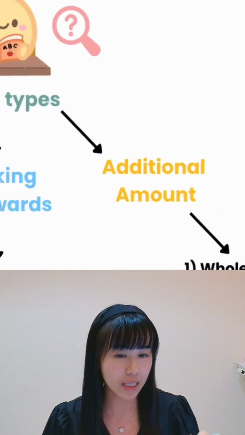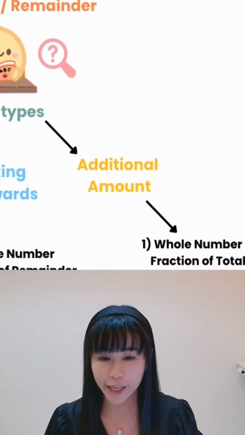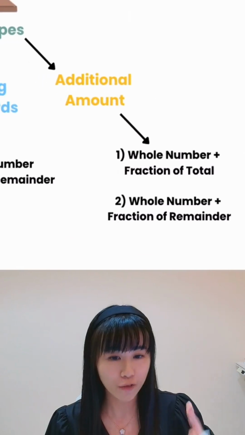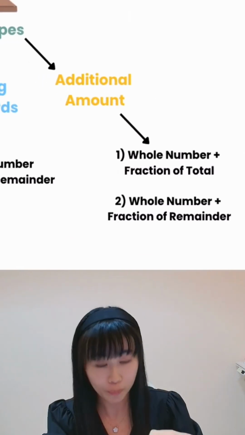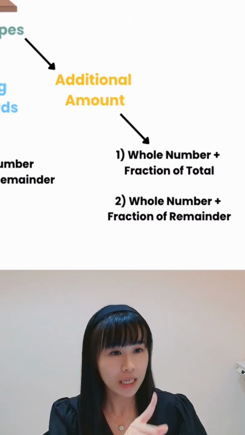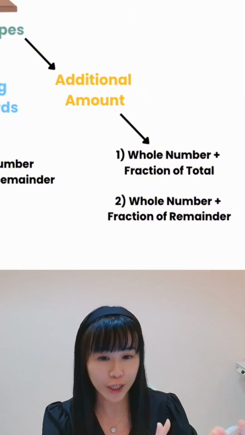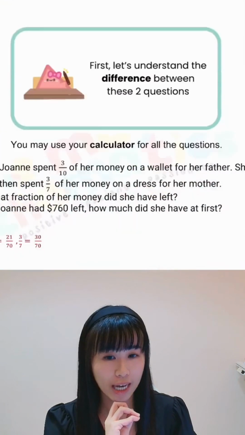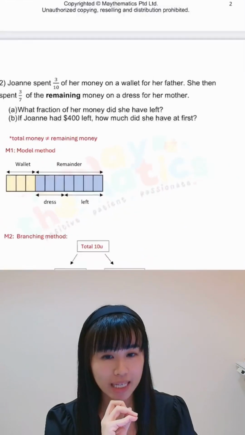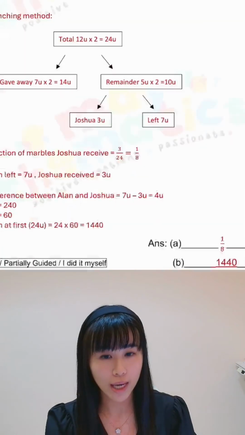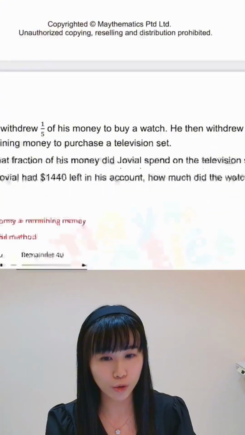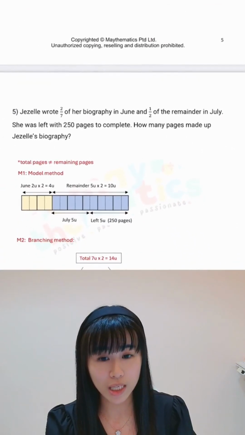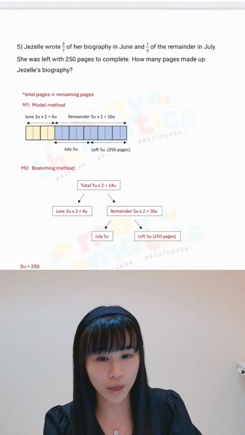Now, this third type that I'm going to do with you is called additional amount. How do we identify additional amount? First, they will give you a whole number and a fraction. That's the first clue. Second clue, they will give you a whole number and a fraction of the remainder. That's how you know it's an additional amount branching question. These are the 3 common types. At our center, we drill you by first teaching you the first type, and as you can see, we will teach both methods.